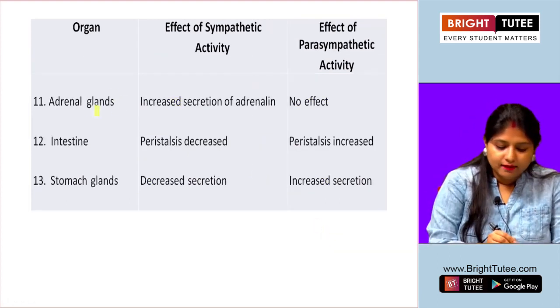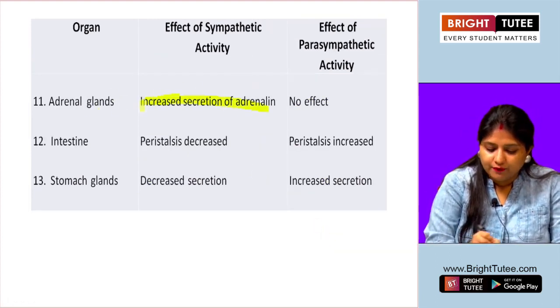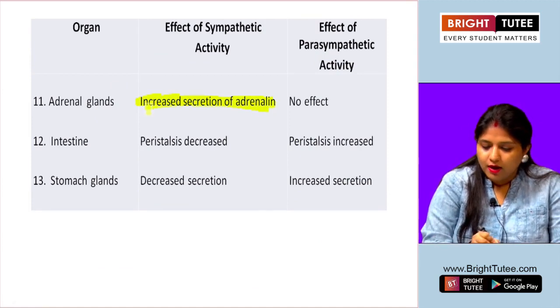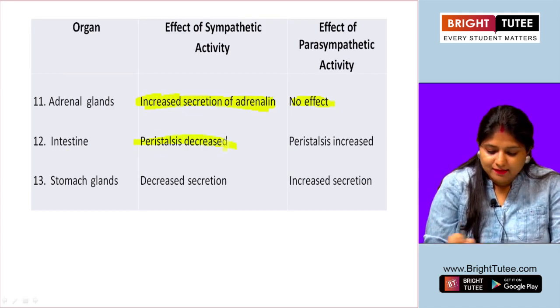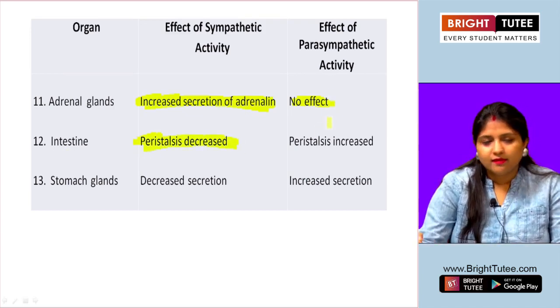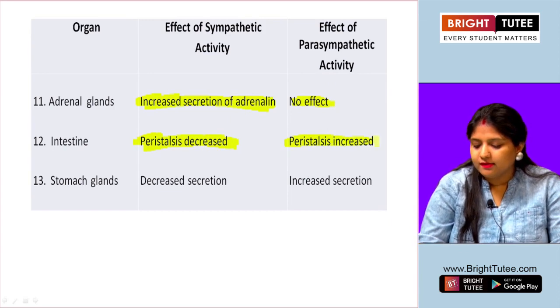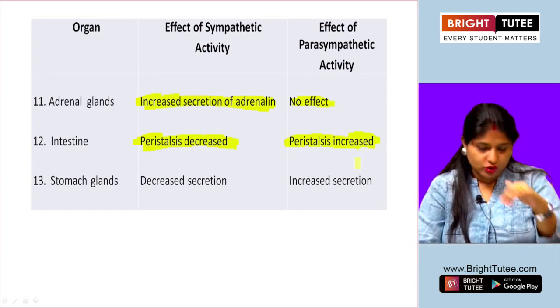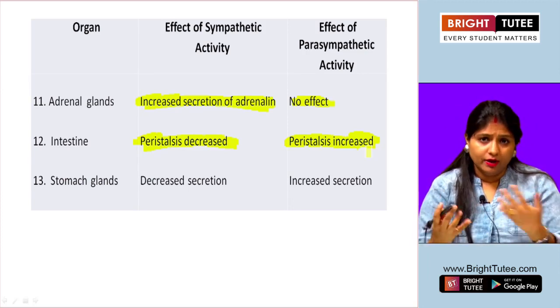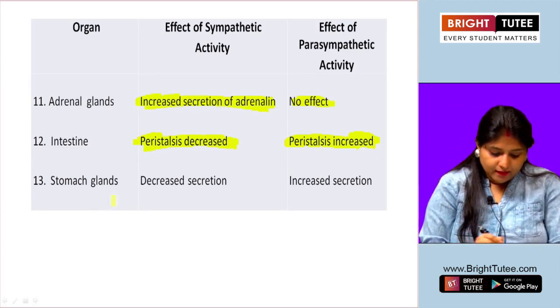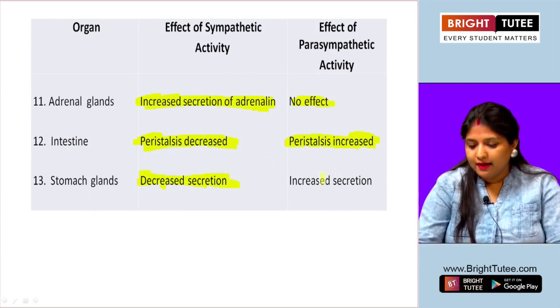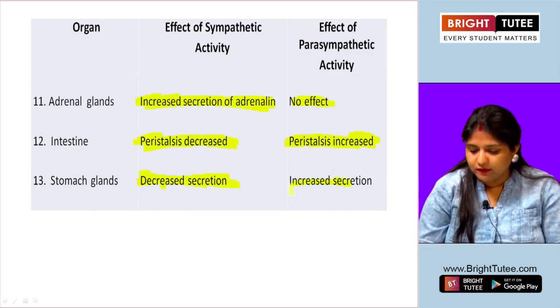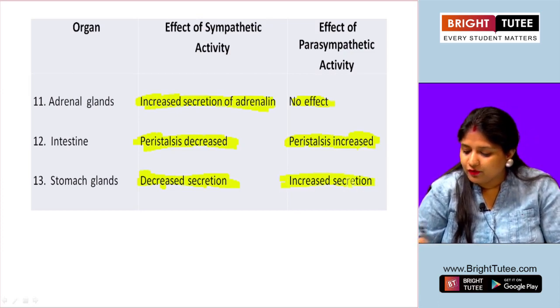Then the adrenal gland has increased secretion of adrenaline, that is the emergency hormone. There is no effect of parasympathetic on this. Then intestine, peristalsis decreases, right, whereas it comes back, the peristalsis increases and it comes back to the way in which it was working. Then stomach glands, decreased secretion, that means digestion doesn't occur, whereas after the emergency situation has been dealt with, the secretion becomes normal. Right.